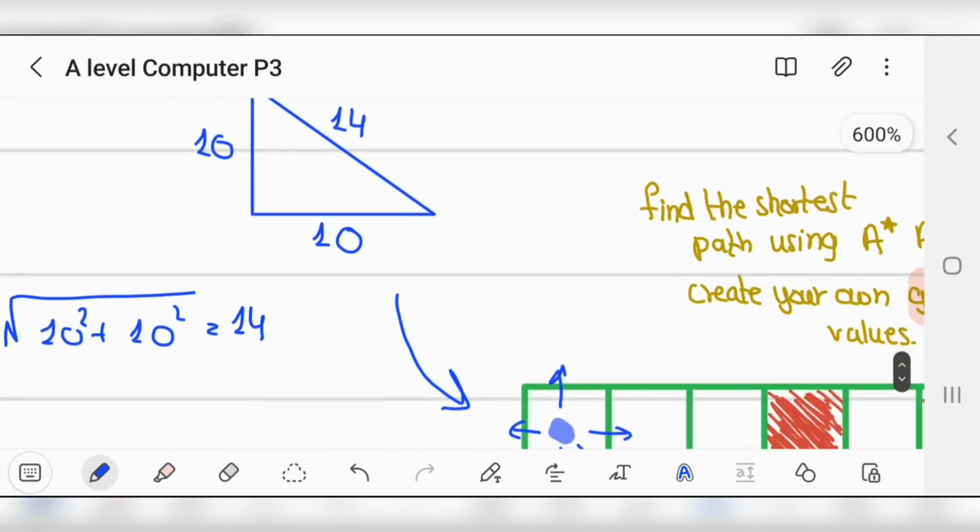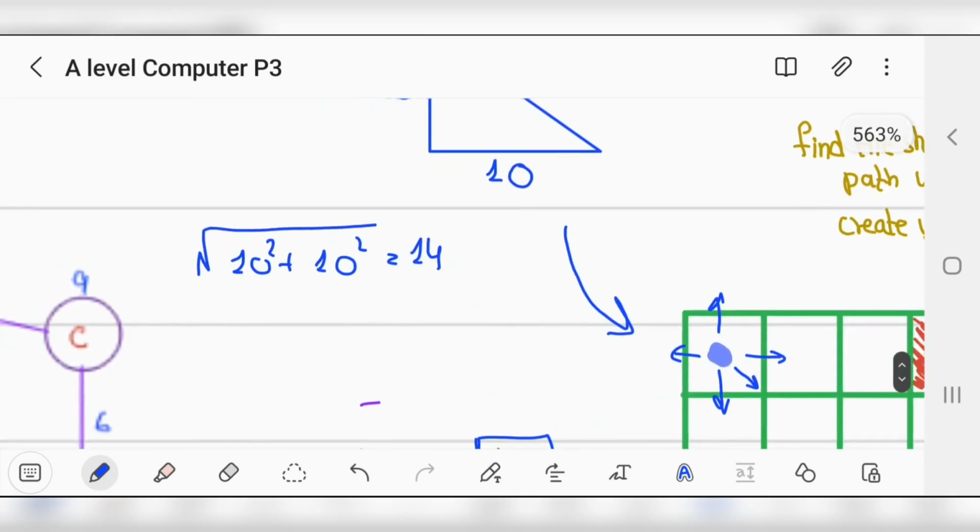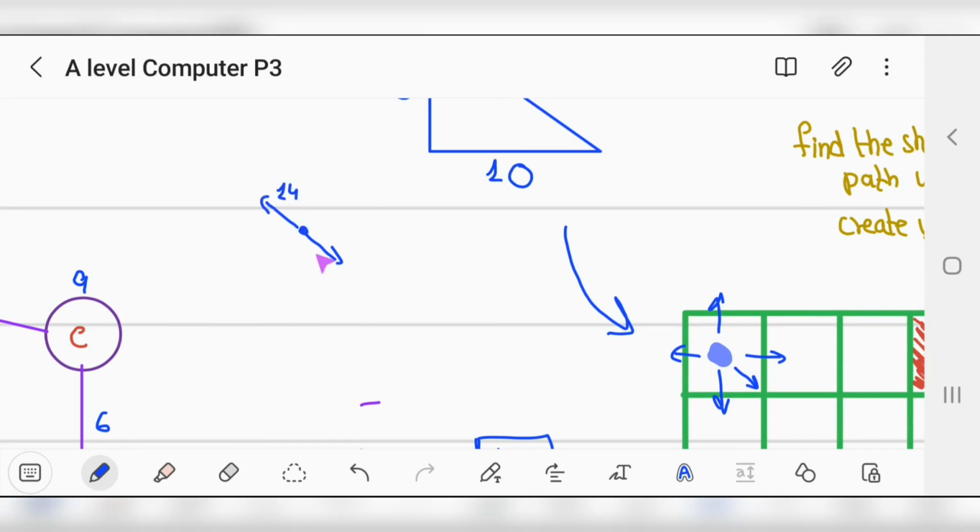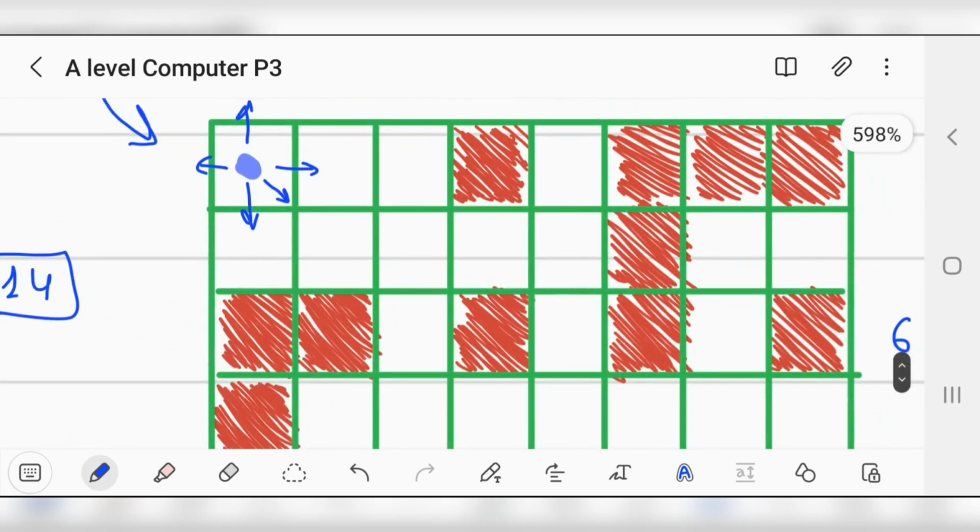If for example this is our point, if it goes this manner, the cost would be 14. If we go this manner, it would be 10. If we go this manner, again it would be 10. Sideways is 14, sideways is 14, going from here to here it is 10, from here to here it is also 10, sideways is 14. Okay, now let's begin.